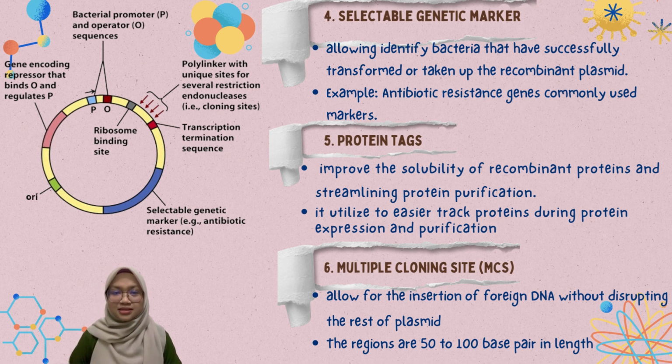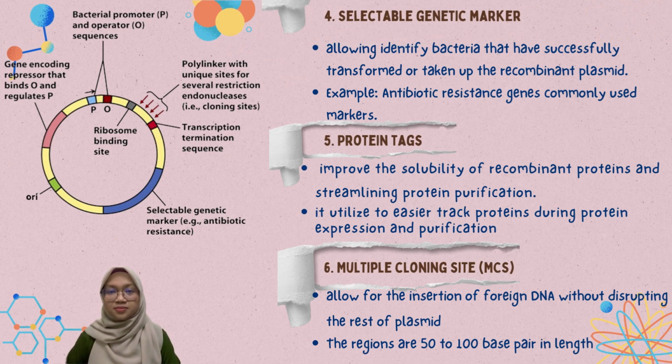Last but not least is the multiple cloning site, MCS. MCS is also called a polylinker, which allows for the insertion of foreign DNA without disrupting the rest of the plasmid. In addition, these regions are 50 to 100 base pairs in length.